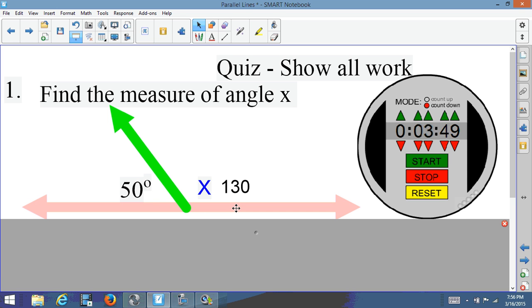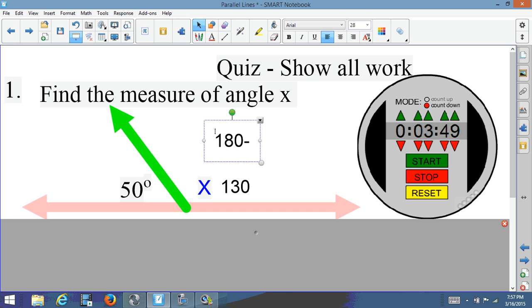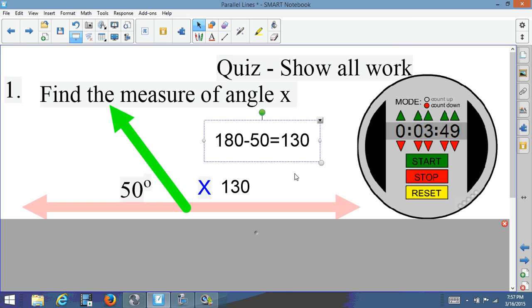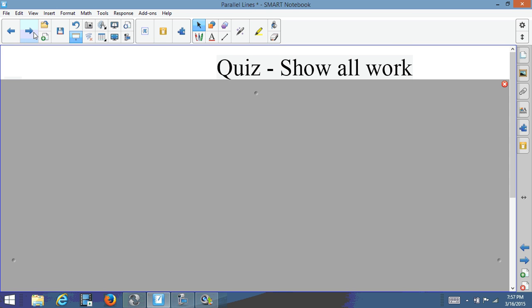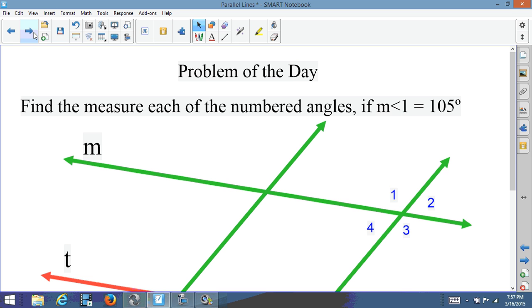Remember, this is a straight angle, and these two angles are supplementary. Supplementary angles mean they add up to 180, so I will take my straight angle minus 50 degrees from it, and that equals 130 degrees. So hopefully you pass my quiz. There's another quiz I have for you, but you'll have to see that in class.